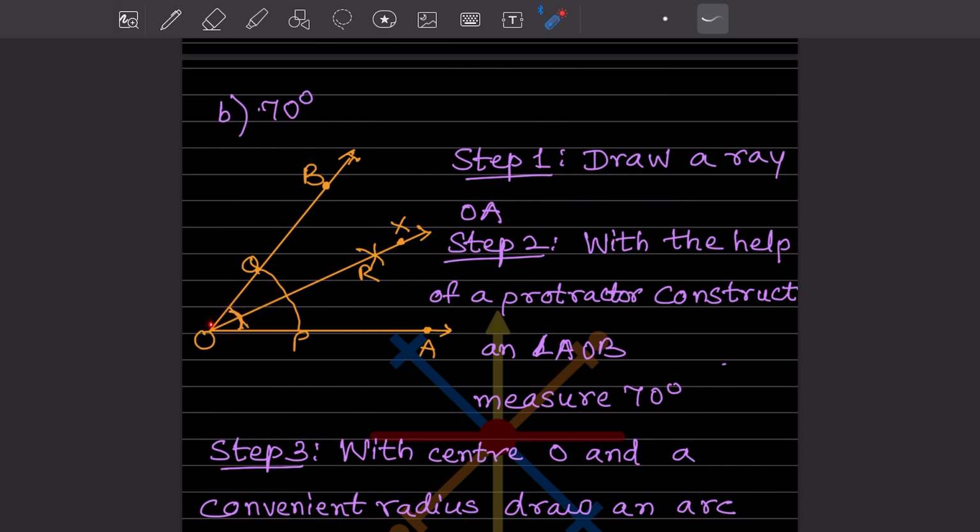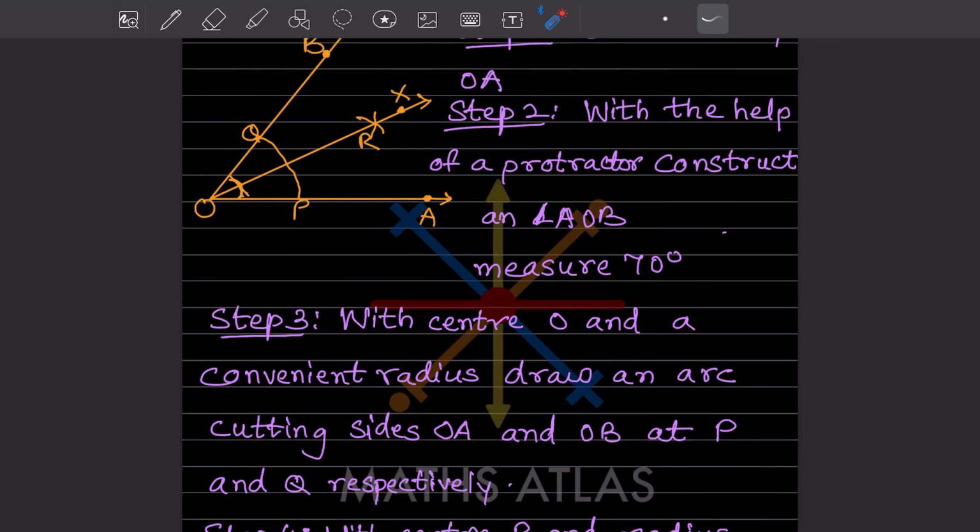With center O, you will take any convenient radius and draw an arc. You can name these points anything; I put P and Q. So draw an arc cutting sides OA and OB at P and Q respectively. Now take P as center, and take more than half the distance with the help of a compass and draw an arc over here. Then the same distance you took from P, take from Q and draw another arc over here.